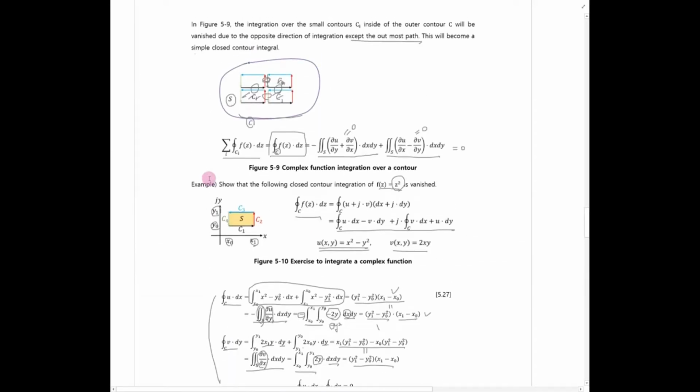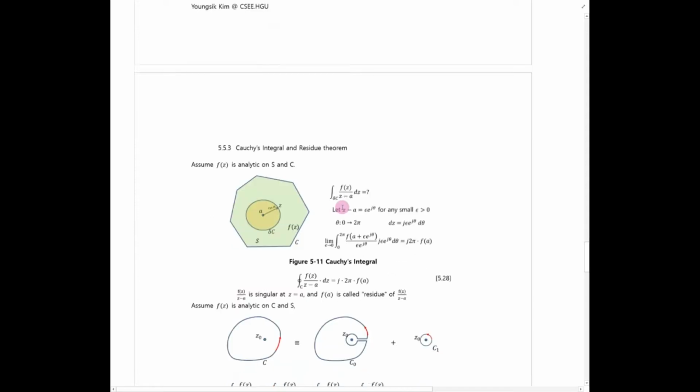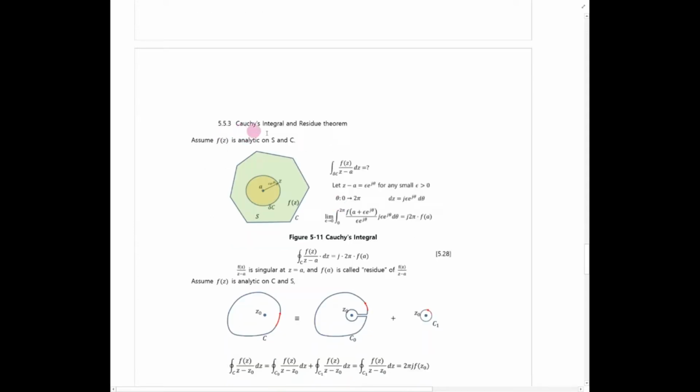We talk about the Cauchy-Riemann condition, and also we talk about the complex integration for the analytic function. It should be 0. That is a Cauchy integral. Now we would like to talk about how the Cauchy integral can be used to take the complex integrations.